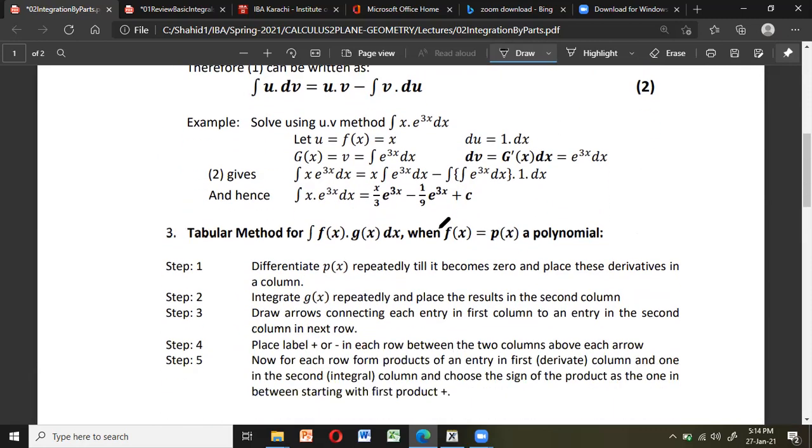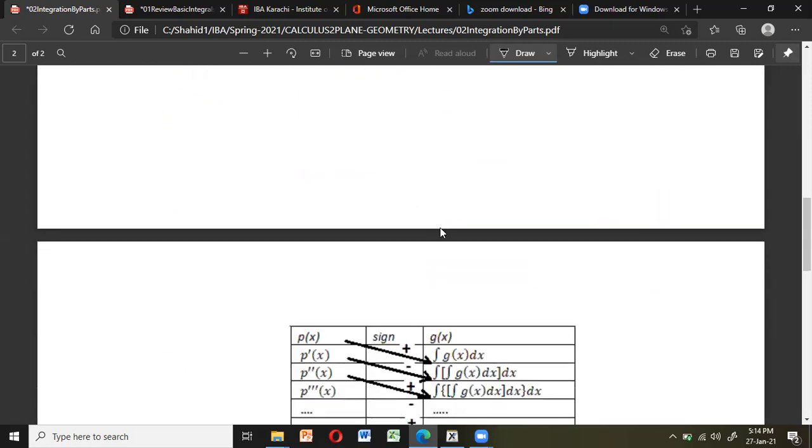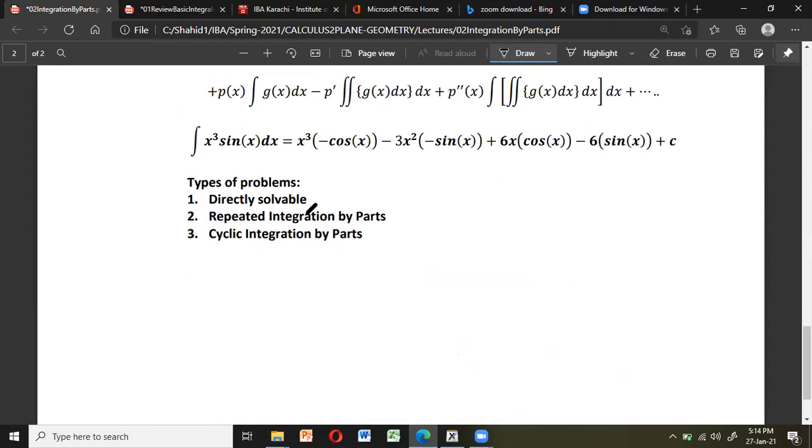Now, there is an interesting situation, and I have at the end of this lecture sheet the types of problems that come up when we use integration by parts. We usually have three types of problem. One is directly solvable, like the example we just discussed. The second is repeated integration by parts. And the third one is cyclic integration by parts.